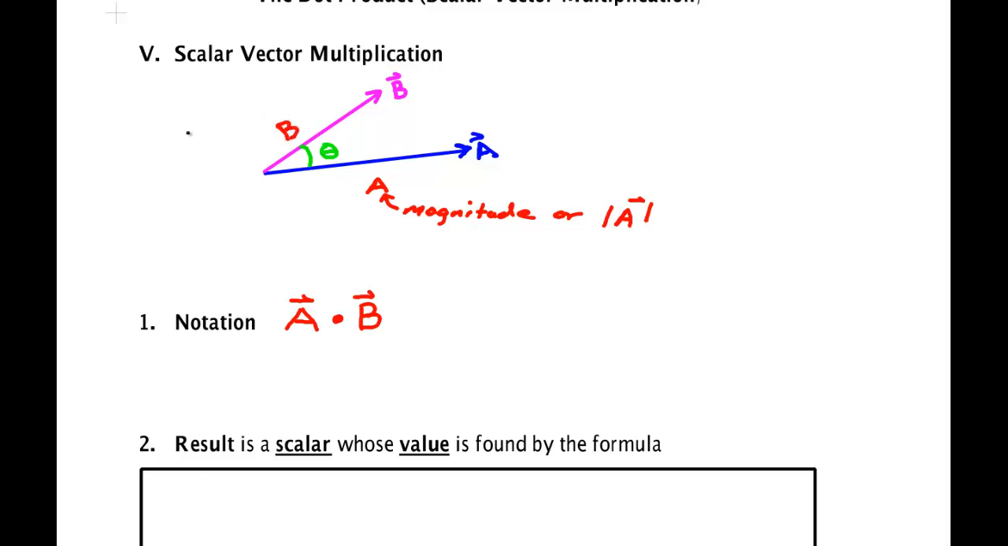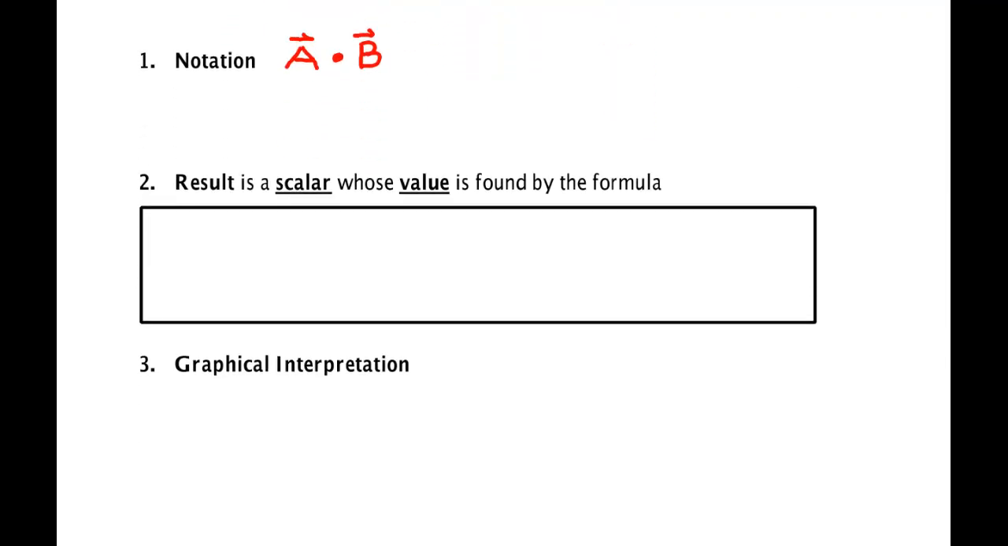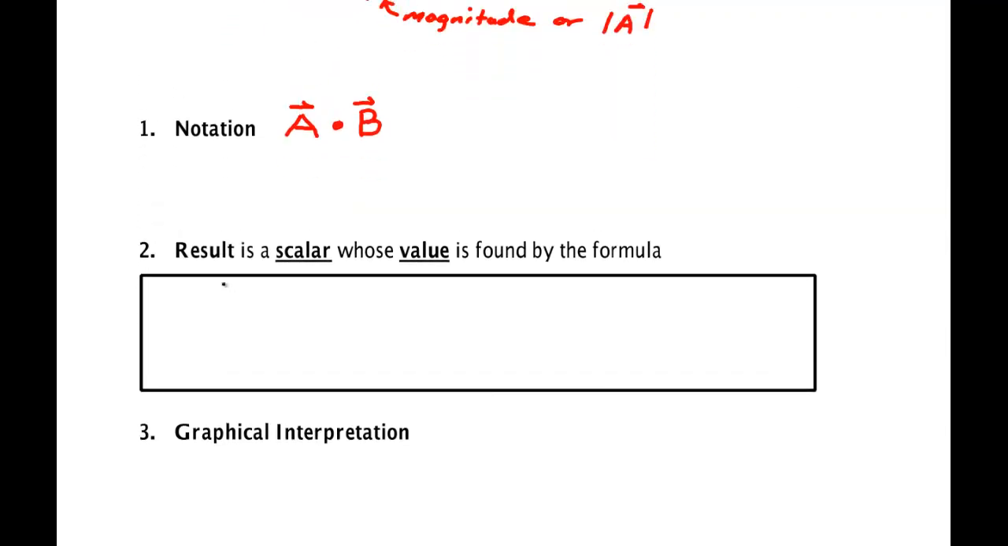It has some length B. And likewise we could write an absolute value sign around that arrow. We need to find those 2 lengths, and we need to find the angle between them in order to compute this dot product. And here's the formula. The dot product A dot B is the length of A, the length of B, and the cosine of the angle between them.